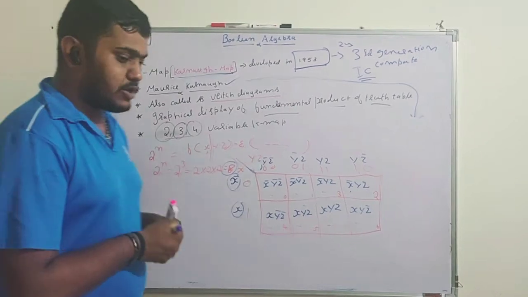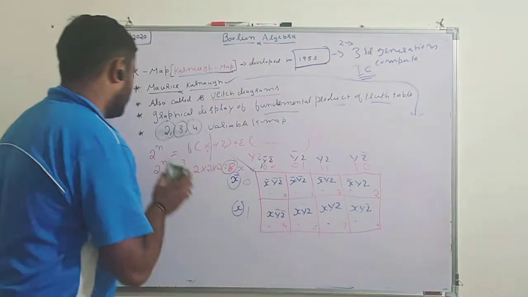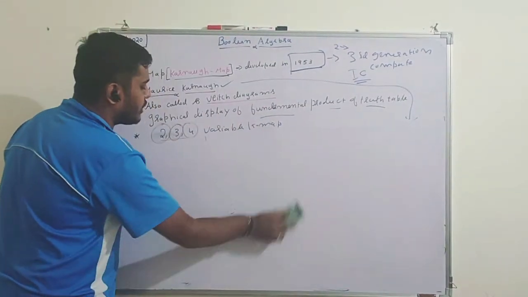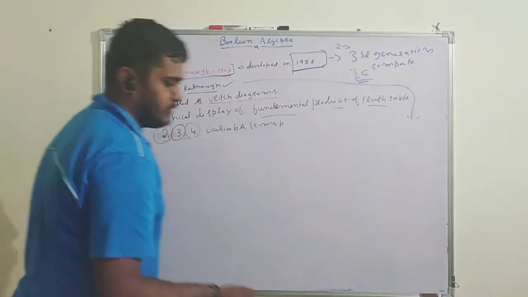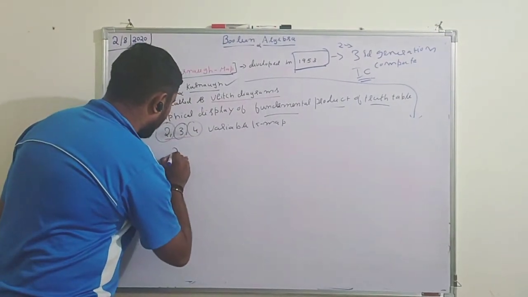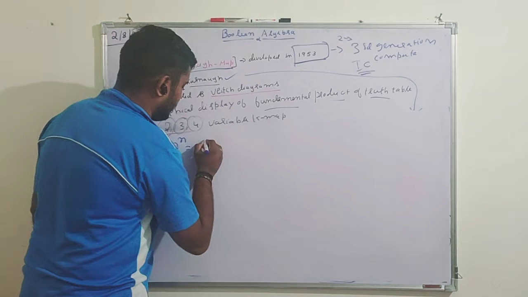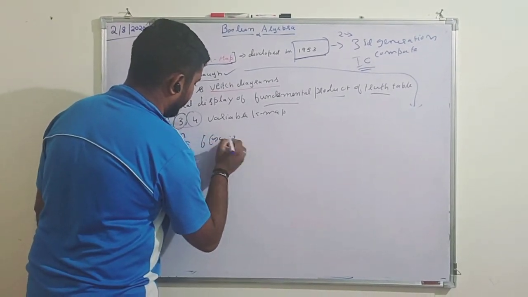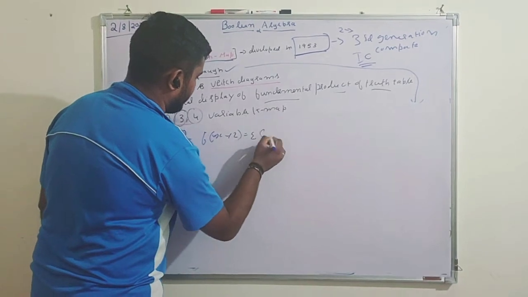Now let us quickly draw the four variable K map also. To draw a four variable K map, we require four input values, four literals. So 2 to the power of n, which is equal to f of w, x, y, z, sigma of something.